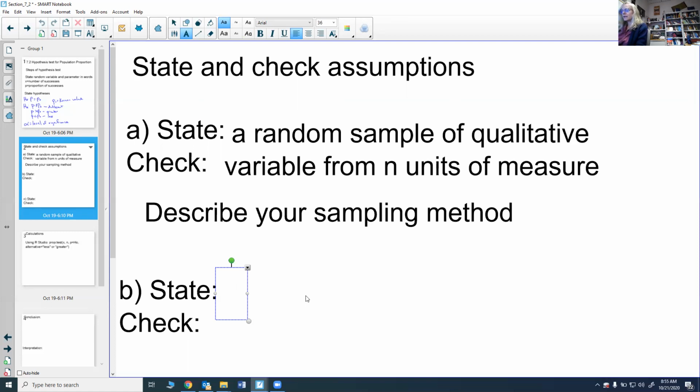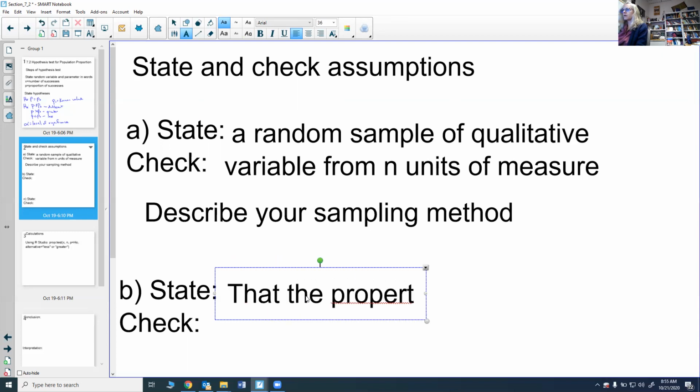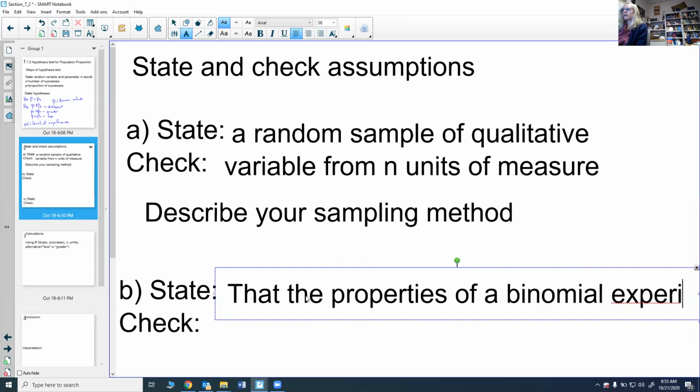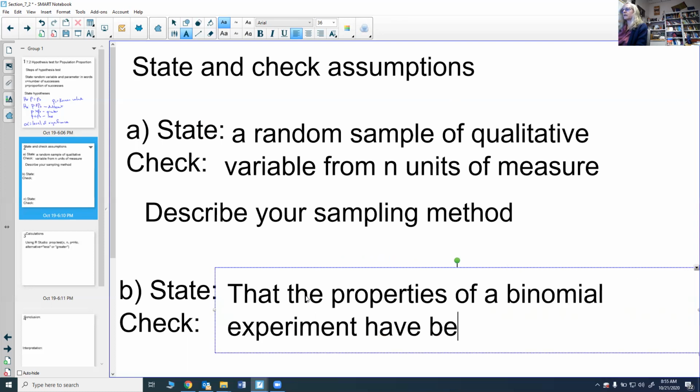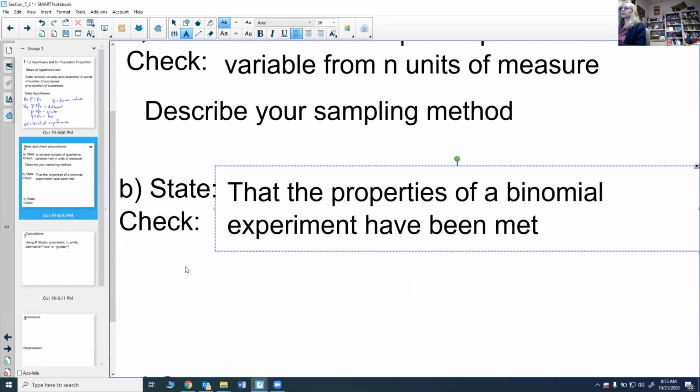For a proportion, and again, these change depending on what your parameter is that you're trying to work with. If you're dealing with a proportion, then proportions come to us from binomial experiments. So you want to show that the properties of a binomial experiment have been met. In other words, that's your assumption. We are looking at proportions that come to us from binomial experiments is where we're going with.